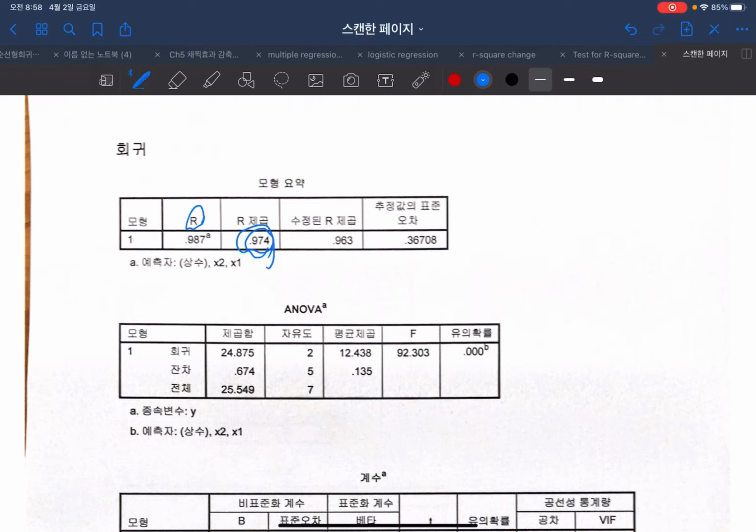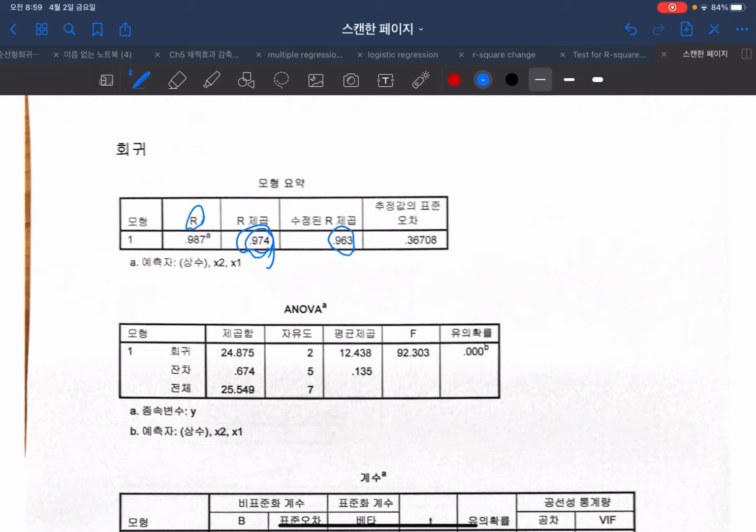And let's talk about the adjusted R square, right? This one. Even though we don't use this one very often. But anyway, the reason that we use adjusted R square is that in multiple regression, if you add independent variables, then R square goes up automatically, even if the added independent variable is not related to a dependent variable, right?